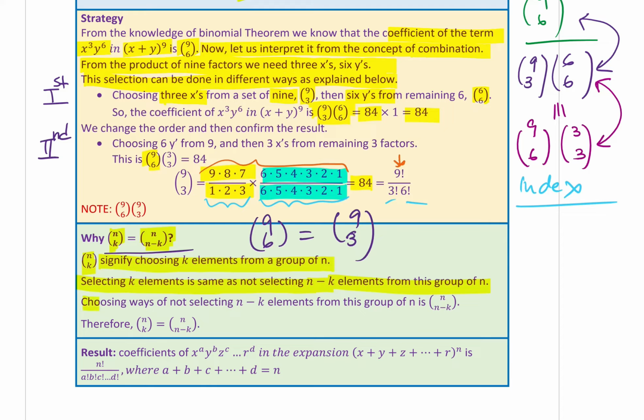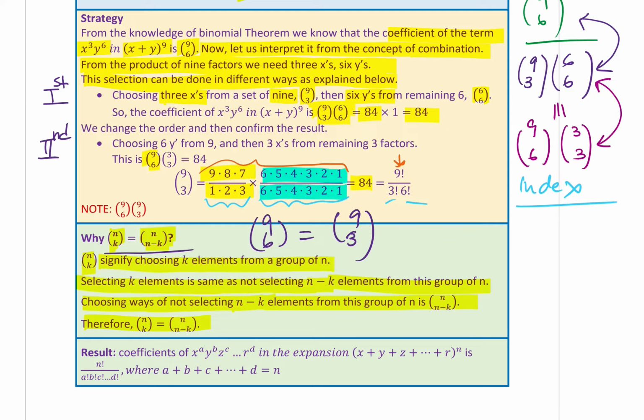So choosing ways of not selecting n minus k elements from the group of n is n choose n minus k. So therefore both are equal. Is that clear to you?